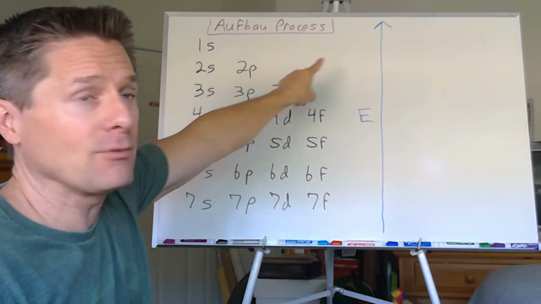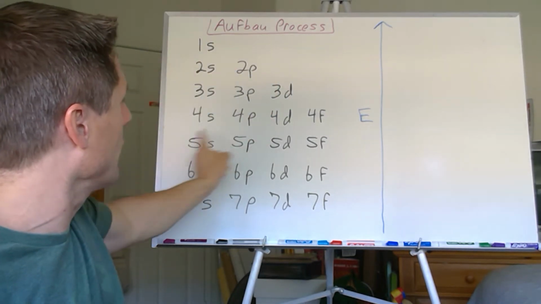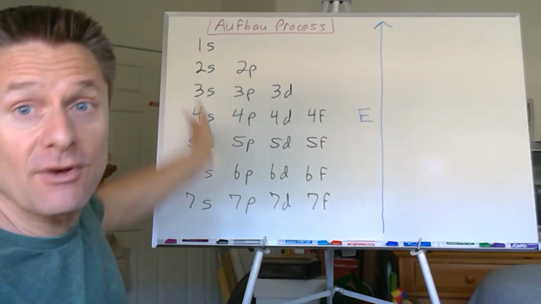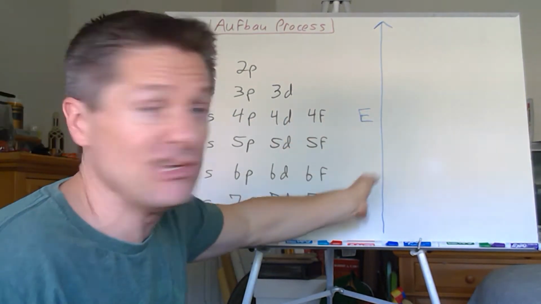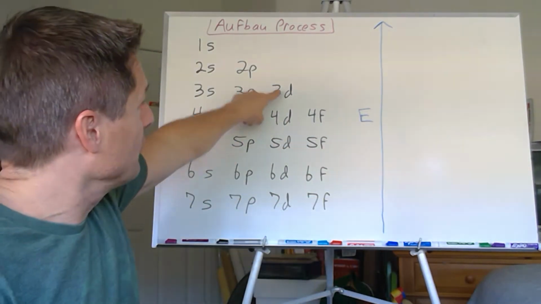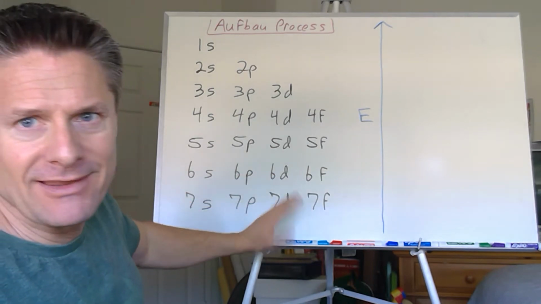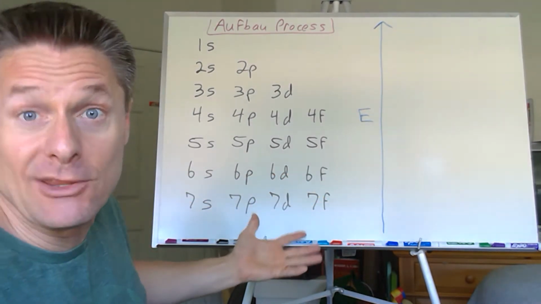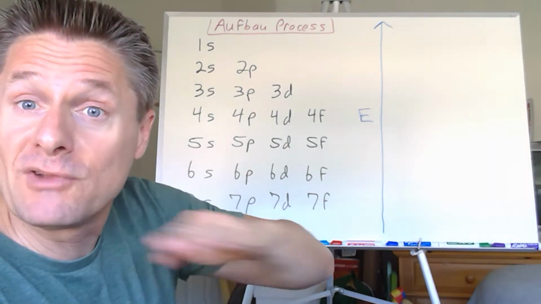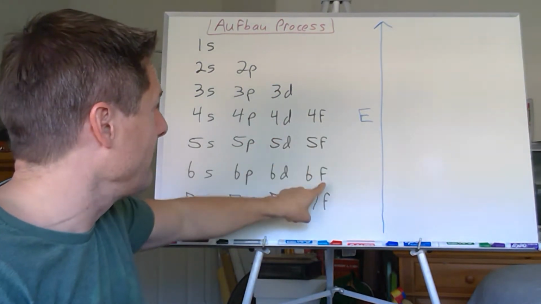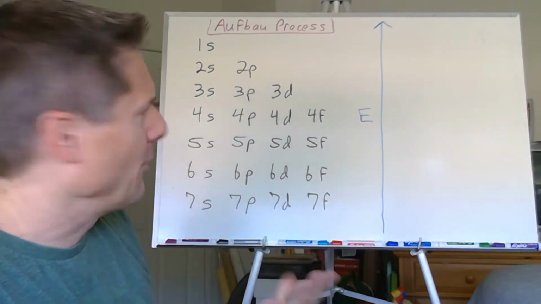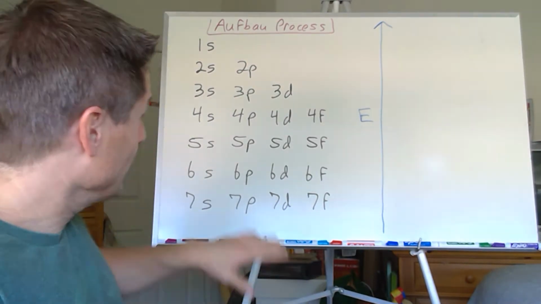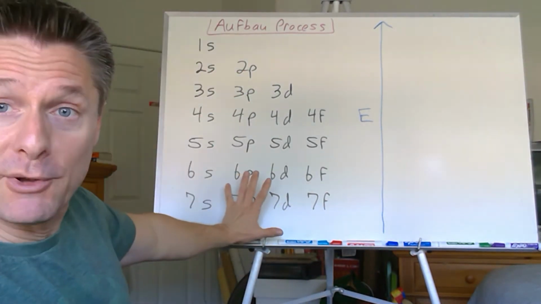So notice across a row are all 1s, 2s, 3s, 4s, 5s, 6s, 7s. Going down columns are S, P's, D's, F's. You could go to G's and H's and all that kind of stuff too. So 3D, 4D, 5D, 6D, 7D, even though we don't have elements that get into the 7D, you could. And then the F doesn't show up till n equals 4. So we got the 4F, 5F, 6F, 7F, even though I don't know anything that's in the 6F and 7F. So it's pretty simple to draw.